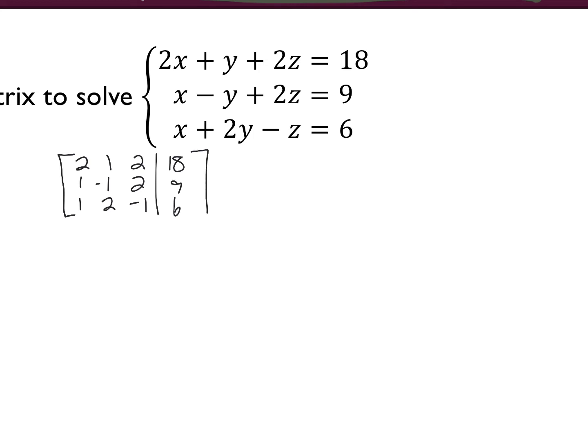Because the first row does not start with a 1, we can interchange 2 rows if we would like to. If it were me, I would probably choose to switch rows 1 and 2. Now when we write our new matrix, the only row that's not changing is row 3. So I'm going to just write our row 3 first.